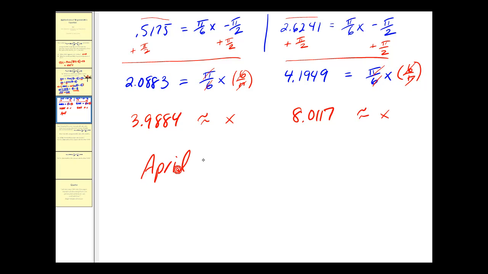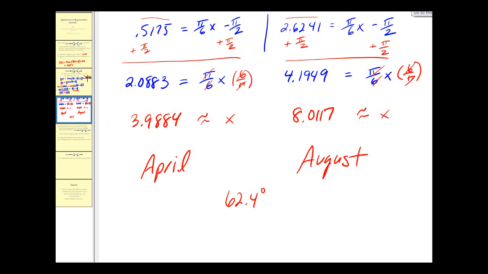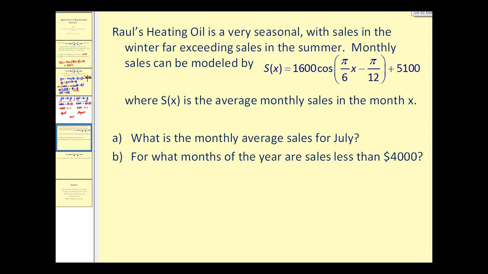And this is very close to 8, which would be August. So these would be the 2 months where we'd expect the water temperature to be 62.4 degrees. So it's a little involved. We have to be sure when we use inverse sine that even though the second value is not in the range of this inverse function, it was in the original equation, so we do have to find that second angle. Let's go and take a look at one more question.